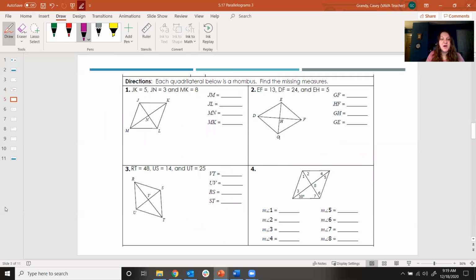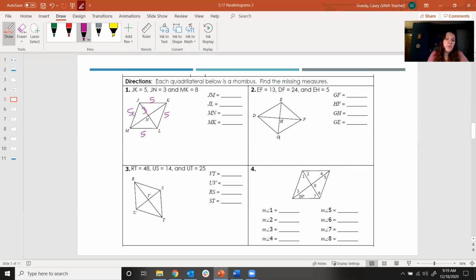So let's practice those properties with some examples. My first example says that JK equals 5. So JK equals 5. I'm going to mark that on the picture. JN equals 3. And MK is 8. So this entire thing is 8. We know that in a rhombus, all the sides are congruent. So JK is 5. All the other three sides have to be 5 also.